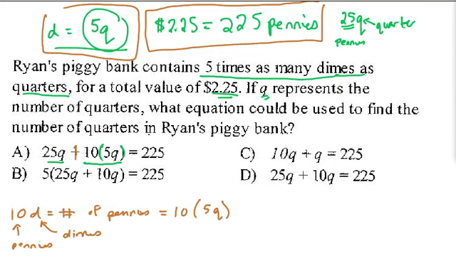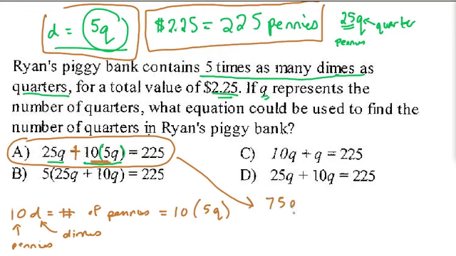And if we add up all these things, we know we have to get a total value of 225 pennies. So in fact, I would pick A for my answer: 25 pennies for each quarter plus 10 pennies for each dime. But the number of dimes is 5 times as many quarters, and that's 225. And we can even solve this, so let's just solve it real quickly to see how this makes sense.